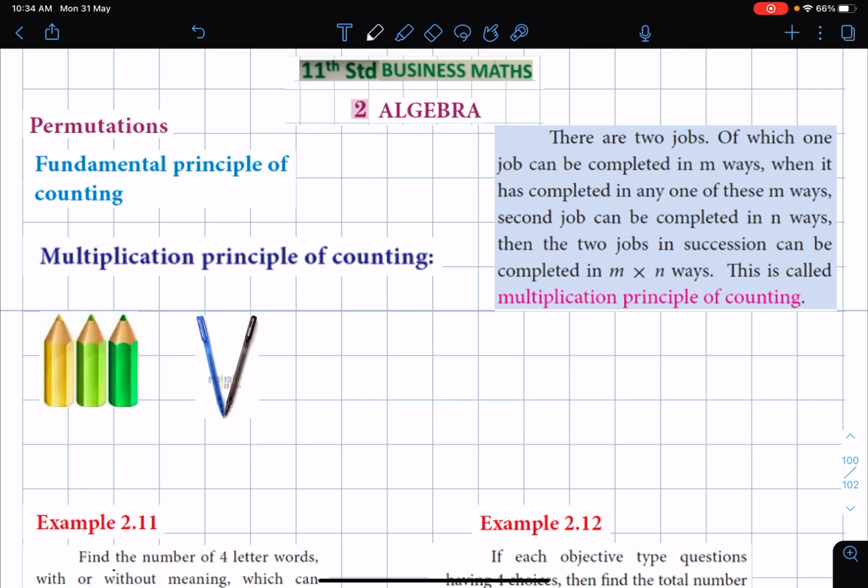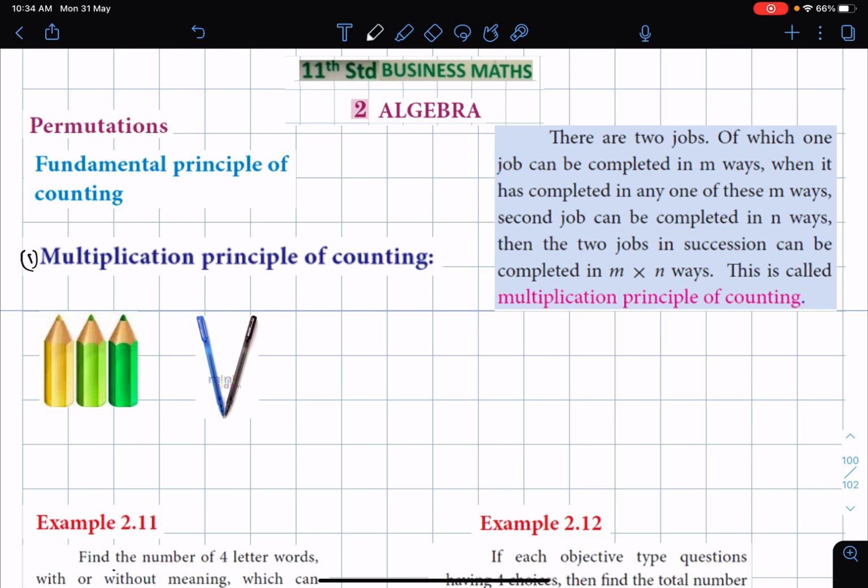Hello 11th standard business math students, welcome back to chapter 2 algebra. Now we are going into permutations and fundamental concepts. So, fundamental principle of counting. First comes our multiplication principle of counting. What is our multiplication principle of counting?